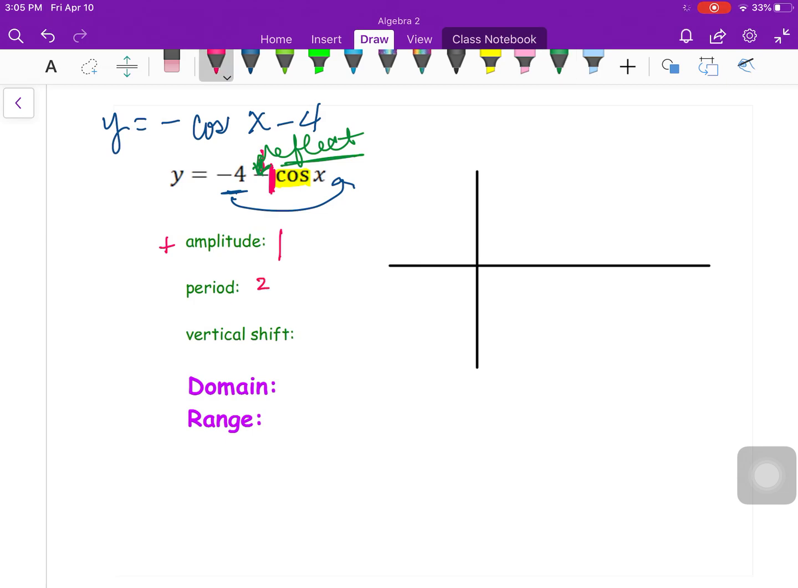My period for cosine is 2 pi. My b is also 1, so 2 pi divided by 1 gives me 2 pi. My vertical shift then is this -4, which means down 4.